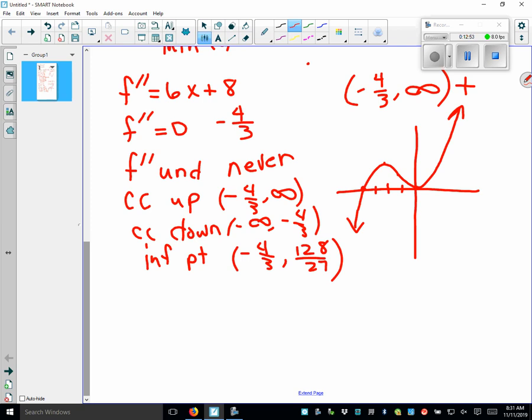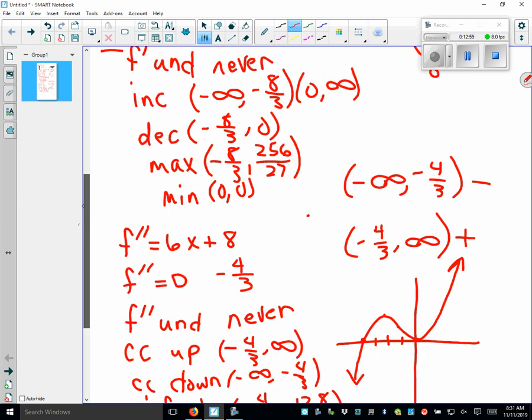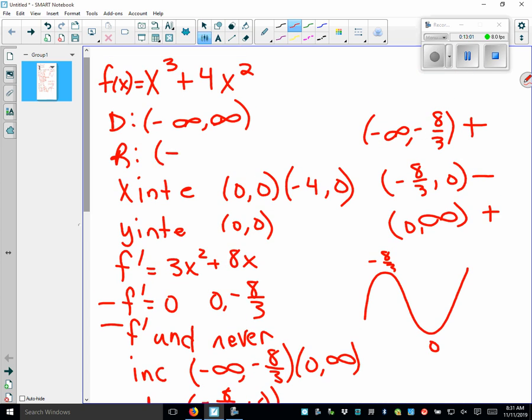Now, I'm missing one blank. Range. What is my range? Negative infinity to infinity.